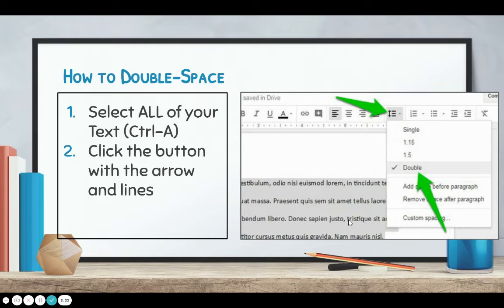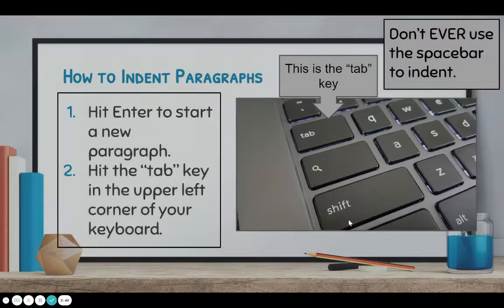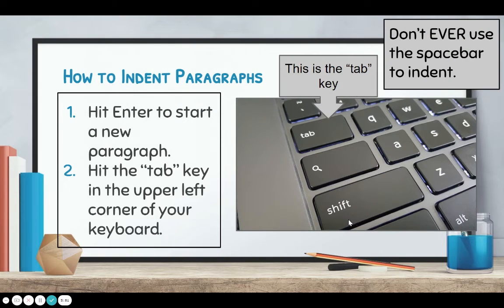How to double space your text. You're going to click that button up at the top of your page with the arrow that goes up and down, and you're going to select double space. I've provided these slides for you so you can go back through and use the specific slides that you need to make sure that you're clear on how to do these formatting pieces. How to indent your paragraphs. Do not use the space bar to indent. You can see in the word indent, if you flip it around, it says dent in.